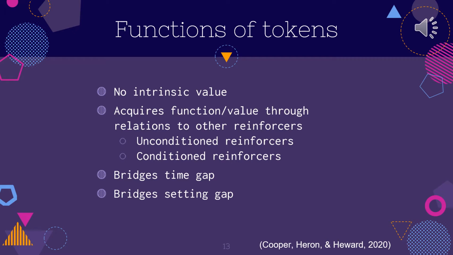Tokens also make the management of motivation less critical because you're using generalized learned reinforcers. Effectiveness of the tokens depends on the effectiveness of the backup reinforcers. By having a wide variety of backup reinforcers to choose from, you are less likely to encounter satiation.